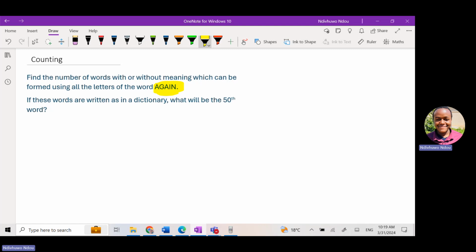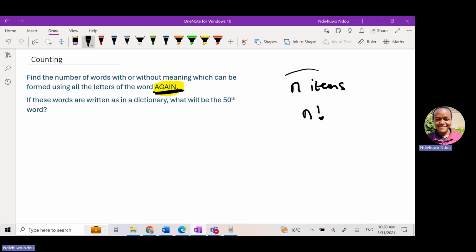So we have to use the letters of the word AGAIN to count how many different words we can form with or without meaning. Okay, remember from your permutation, if I have n different items, and I want to determine how many different ways I can arrange them, this can be done in n factorial ways.